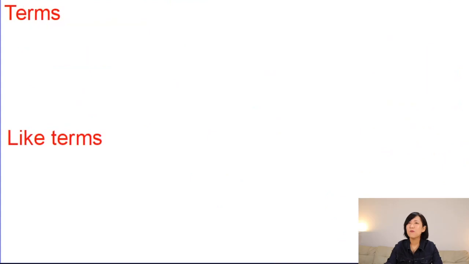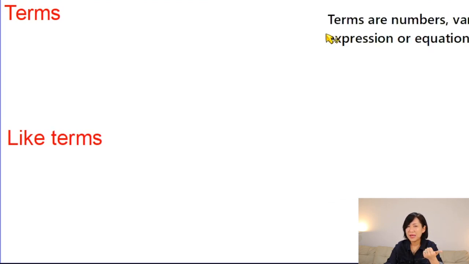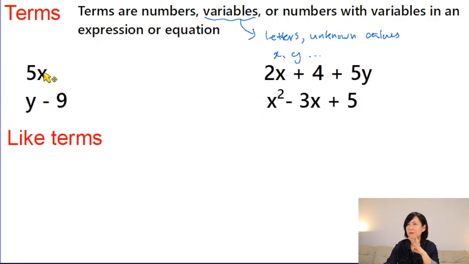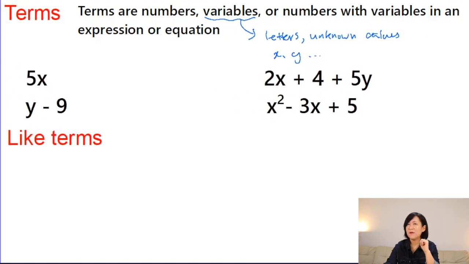Now, I've got more vocabulary about algebra. Have you ever heard about terms and like terms? So let's see. Terms are numbers, variables, or numbers with variables in an expression or equation. Variables means unknown values, that is a letter, right? It can be x or y. Then I'm going to show you some expressions. These are expressions, not equations, because they don't have an equal sign. I've got 4 expressions, so figure out how many terms you can see in each expression.